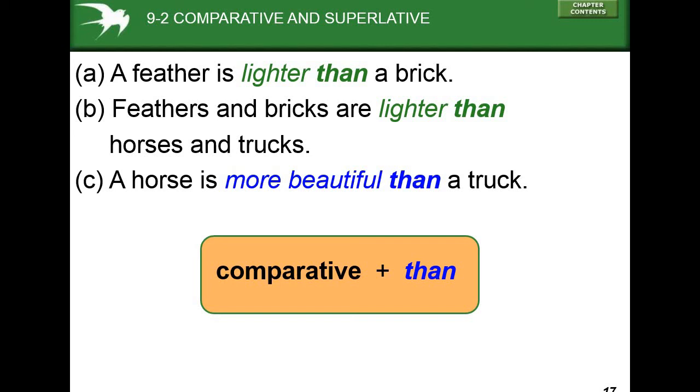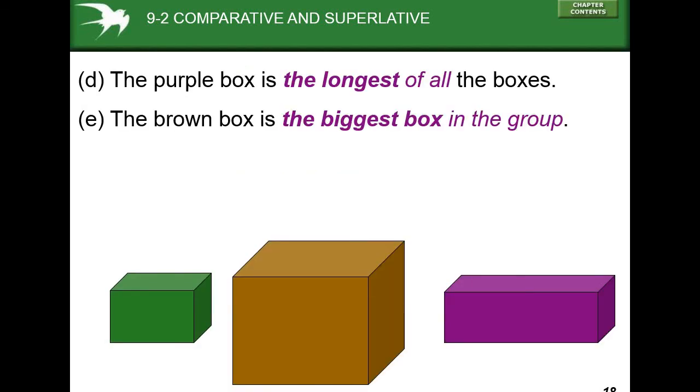A horse is more beautiful than a truck. A feather is lighter than a brick. In this we have "than". Comparative degree means we are using "than" according to that. And in this one there is no "than".